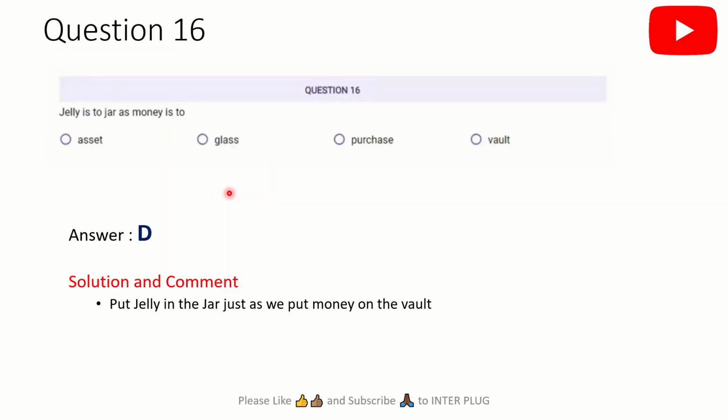Question 16. Jelly is to jar as money is to. This question always comes. I have done 3 different tests and it always comes. And before that, I think it's even 4. I've seen it like 4 times already. So it's a question that always comes. So we have jelly is to jar as money is to vault.